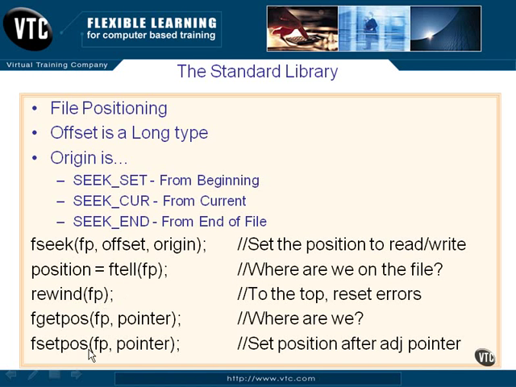fgetpos is used with fsetpos to get a special pointer value. This is the address of a file position pointer, and basically the offset of where we are in this file will be put into the pointer. You can then adjust that pointer, increment it, decrement it, do whatever you need to do with it, and then do an fsetpos, and that will move your file position to wherever you need it to be after adjusting the pointer.